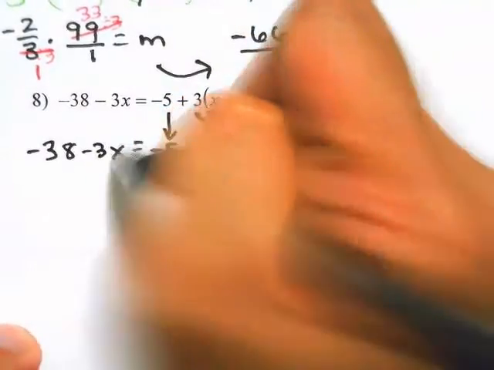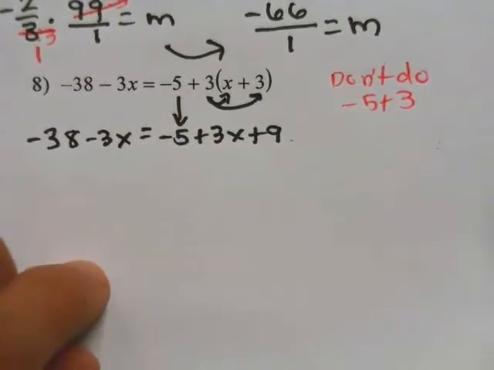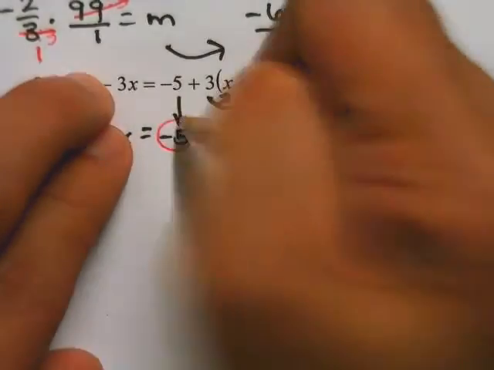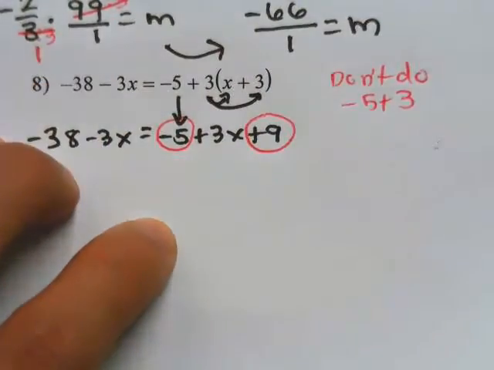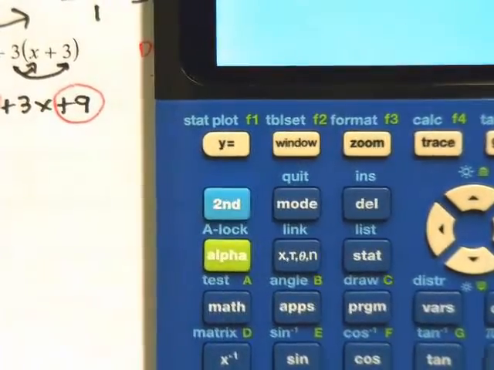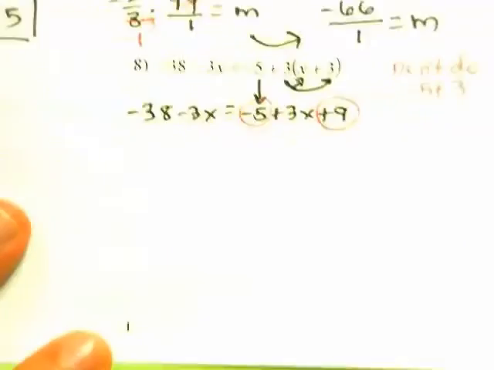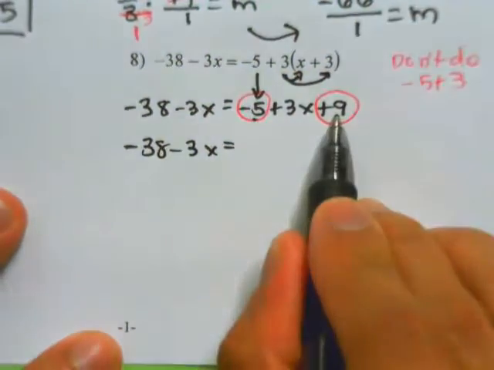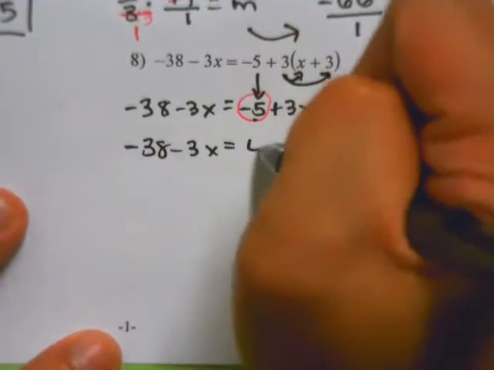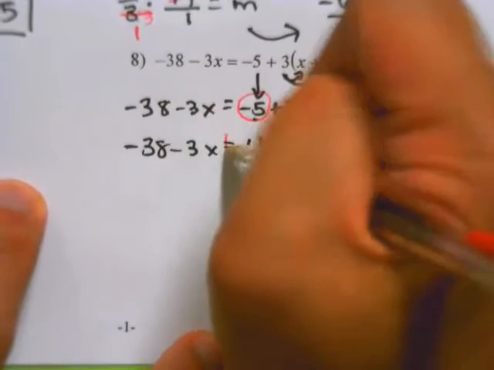Okay, and then we can't do anything on the left side just yet. All right, combine like terms. There are some terms that we can combine on the right side before we begin transferring. Okay, negative 5 plus 9 is positive 4. So, negative 38 minus 3x. Okay, we said it's positive 4. Negative 5 plus 9 plus 3x. Okay, I think now we can start transferring.